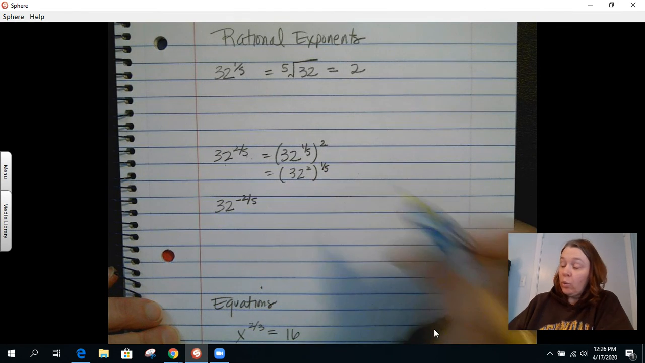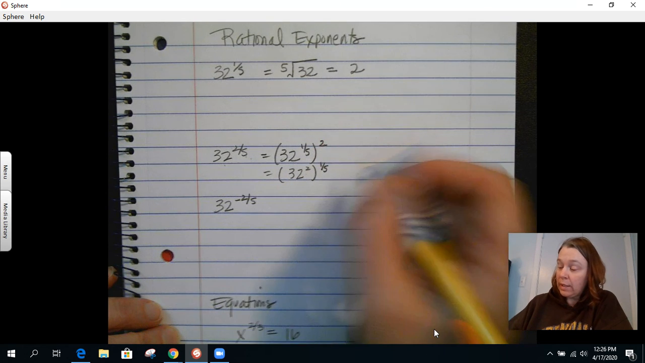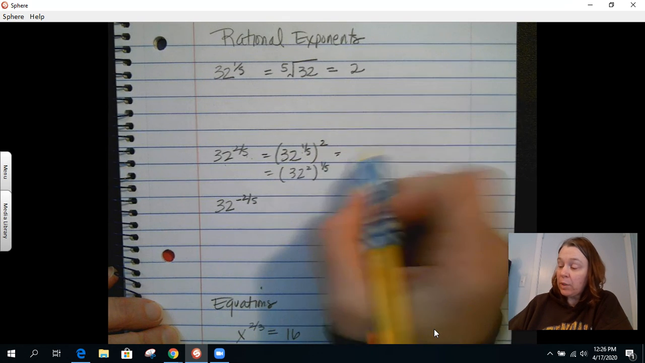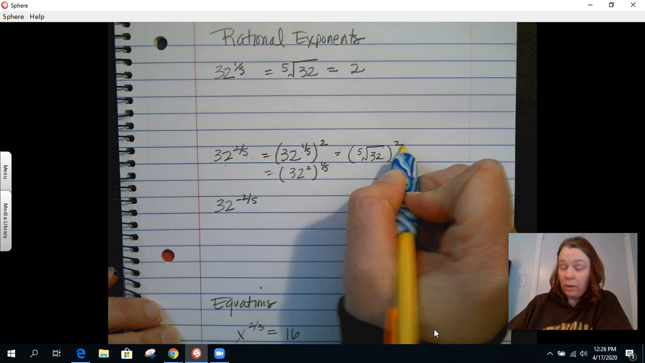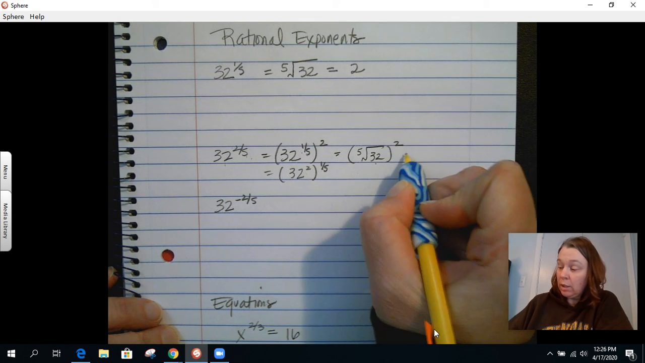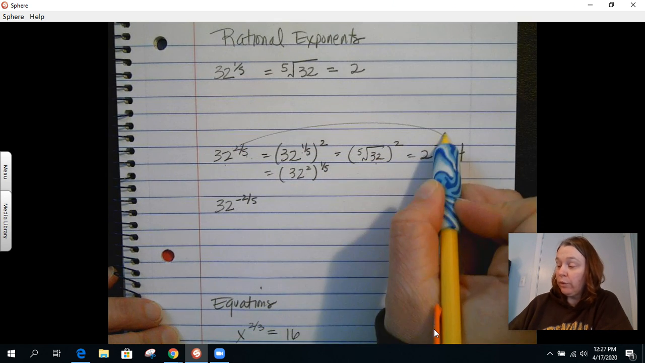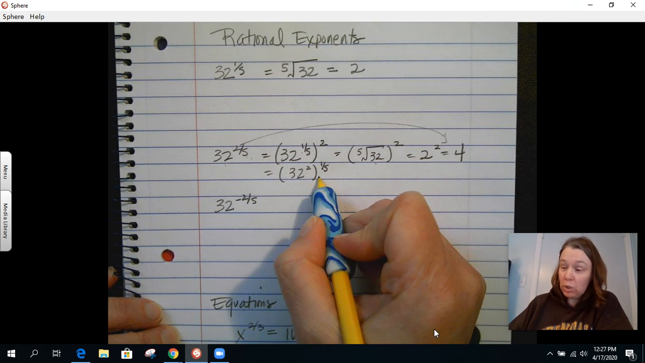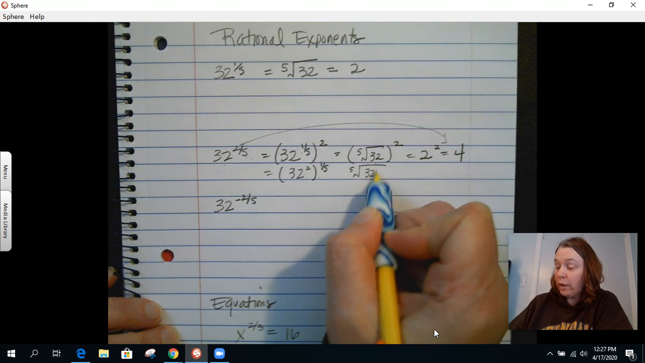Okay, so then we could evaluate this one of two ways. So 1/5 power is the same as the 5th root of 32 to the second. So the 5th root of 32 is 2, we just said, and 2 to the second is 4. So this is equal to 4. Or we could square the 32 and take the 5th root of whatever 32 squared is.